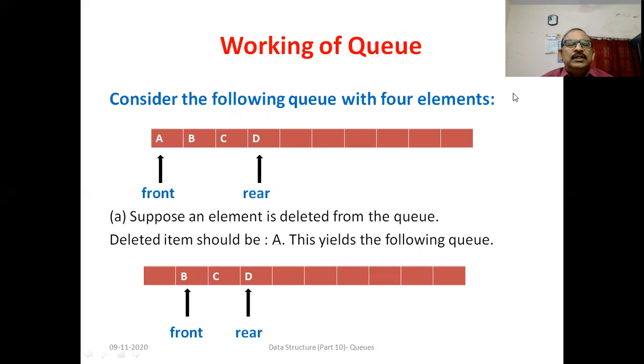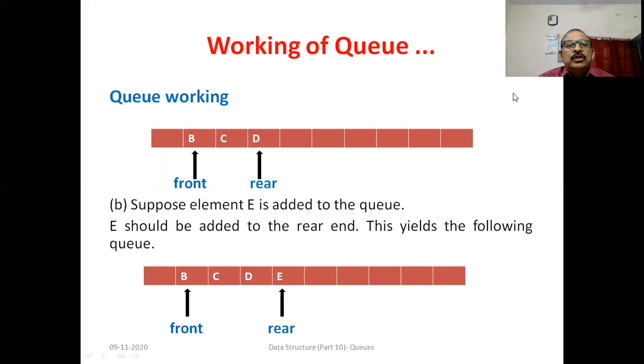Suppose we want to delete an item from the queue. Here you can see the front pointer is pointing to item A. The deleted item should be A, and now we increment the front by 1. Here you can see in the picture, now front is pointing to element B.